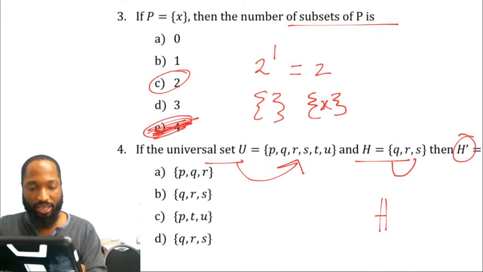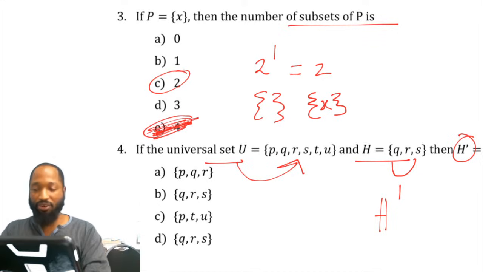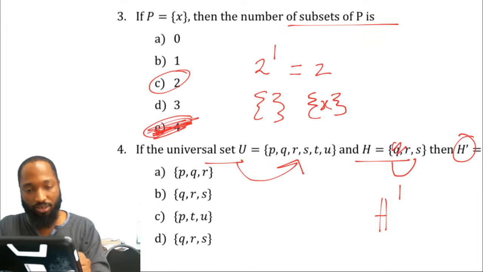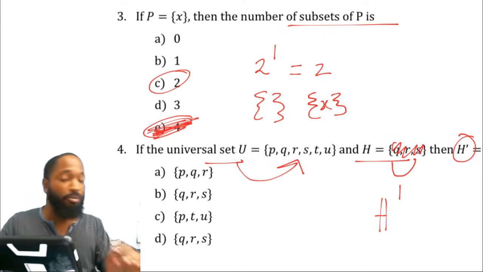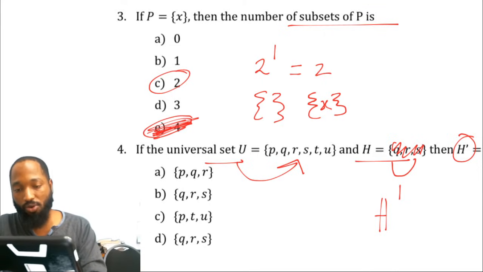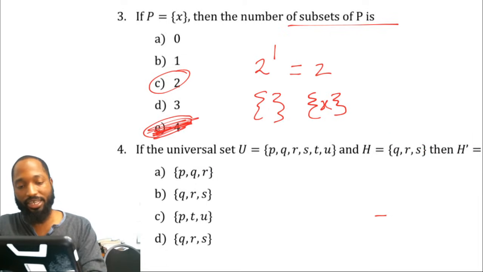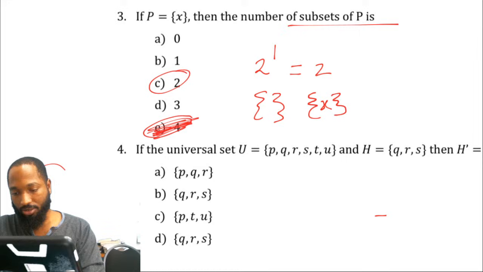So if the universal set U is this and H is that, then everything outside of H is called H complement. Everything outside of H, so don't include Q, R, S. For C, everybody saying C, nobody had problems with that. Anybody who didn't say anything probably did. Now you know.